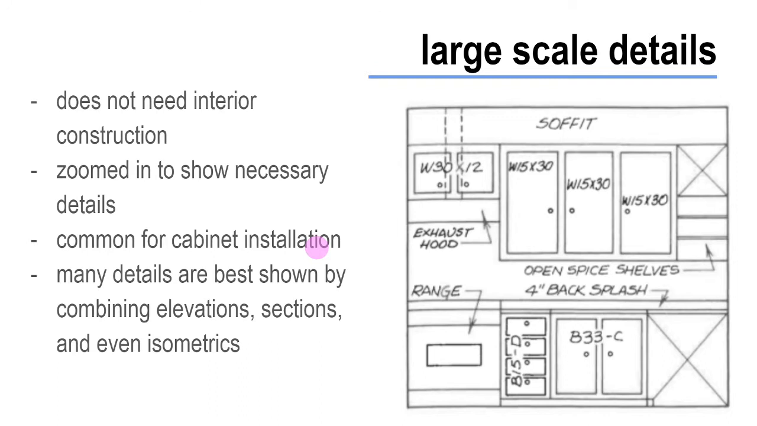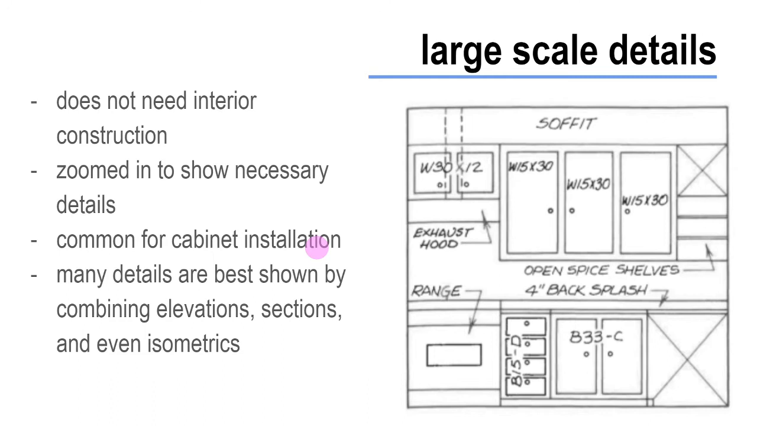So large scale details don't need that interior construction that section views give us, where they show us what all of the insides of the building look like. We'll see a lot of large scale details for cabinets and for bathrooms. Staircases tend to have large scale details to them. I don't need to necessarily see the internal structure of this set of cabinets, but I do need to know the general sizes of it and where the different parts or pieces are going.